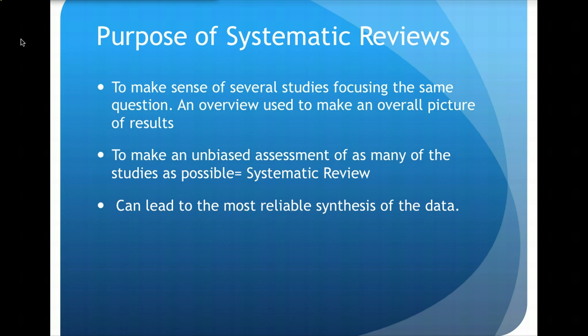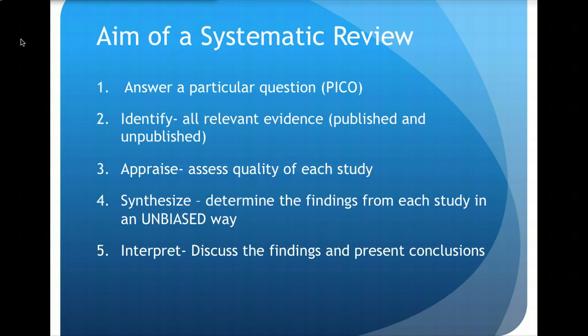You want to make an unbiased assessment of as many of the studies as possible. This is the purpose of a systematic review, because it can lead to the most reliable synthesis of the data. The aim of a systematic review is to, one, answer a particular question. So we've talked numerous times and we've completed our own PICO questions. We're looking at a particular question. Two, we are identifying all relevant evidence, whether it be published or unpublished.